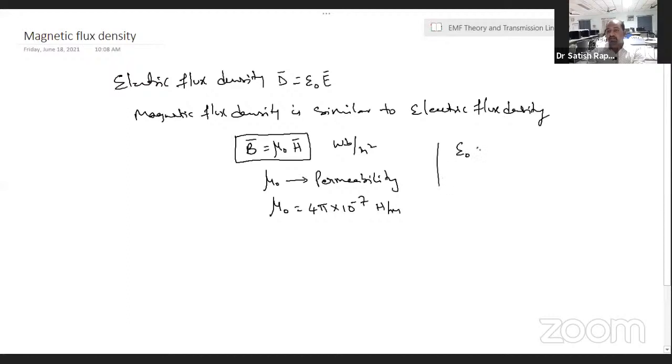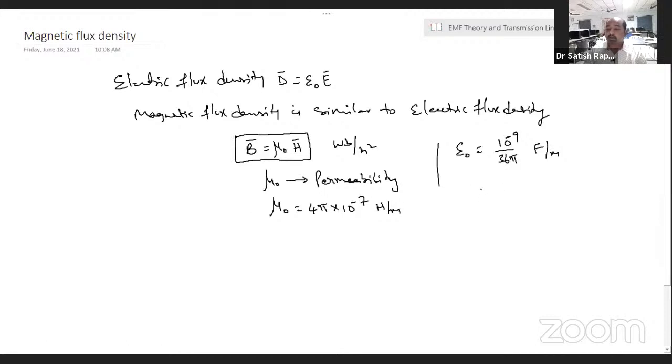Earlier we have defined epsilon naught, which is equal to 10 power minus 9 by 36 pi farads per meter. That is the reason why we discussed capacitor in electrostatic fields, and in magnetostatic fields, we will discuss inductor, henries per meter. So mu naught is 4 pi into 10 power minus 7, and epsilon naught is that value. You have to remember those values.